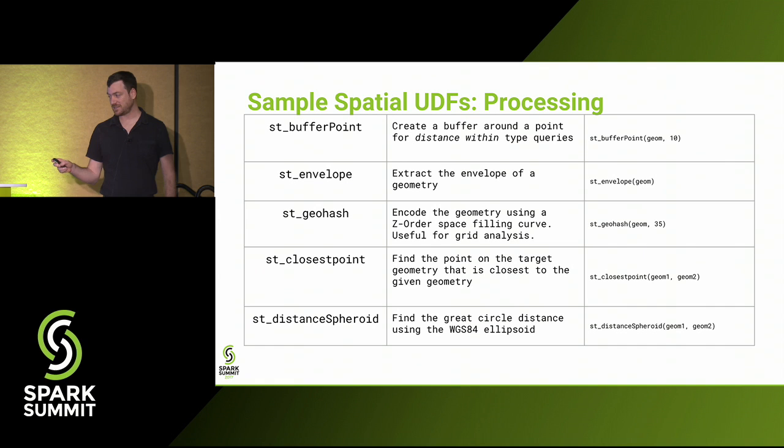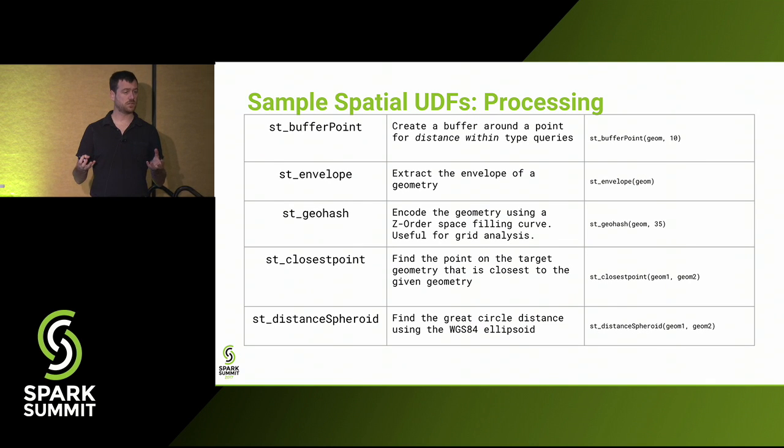I'll also point out stDistance spheroid. That's going to be useful to us when we go into our use cases. It computes the distance in meters between two geometries using an approximation to the Earth's shape. And one thing that I forgot to mention about stGeohash, the z-order curve and space-filling curves induce a grid on top of the region that we're analyzing. So you can start to use that to do grid-based analysis of your data, and that's going to be important when we get into our use cases.